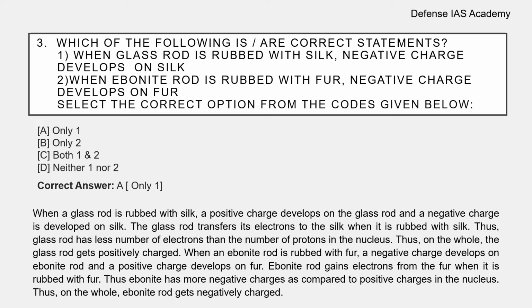When an ebonite rod is rubbed with fur, a negative charge develops on the ebonite rod and a positive charge develops on the fur. Ebonite rod gains electrons from the fur when it is rubbed with fur. Thus, ebonite rod has more negative charge as compared to positive charges in the nucleus. Thus, on the whole, ebonite rod gets negatively charged.